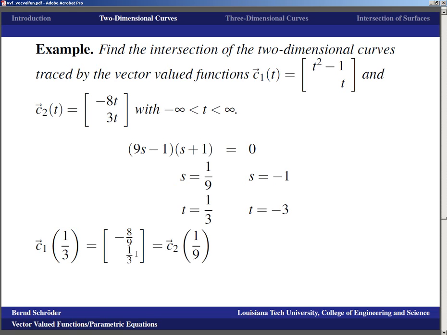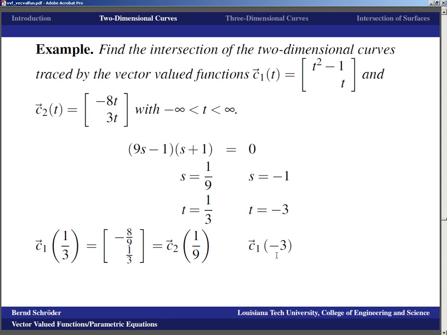So negative 8/9 and 1/3, which is the same as c2 of 1/9, because that's negative 8/9 and 3/9, which is 1/3. And so you can see here we have an intersection of the trajectories, but the particles that are traced by the vector valued functions reach that intersection point at different times. Namely, c1 reaches it at its time 1/3, c2 reaches it at time 1/9.